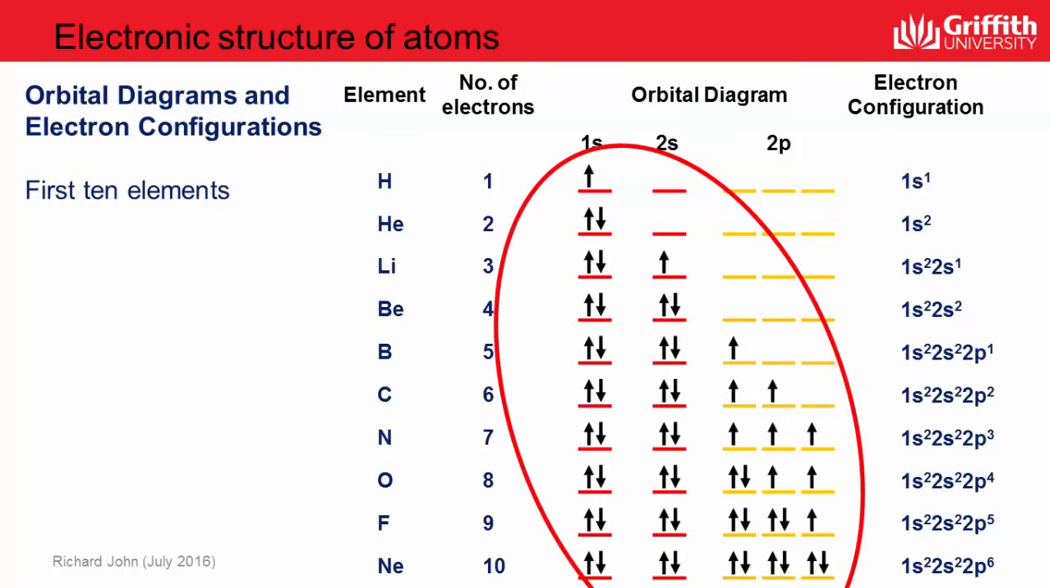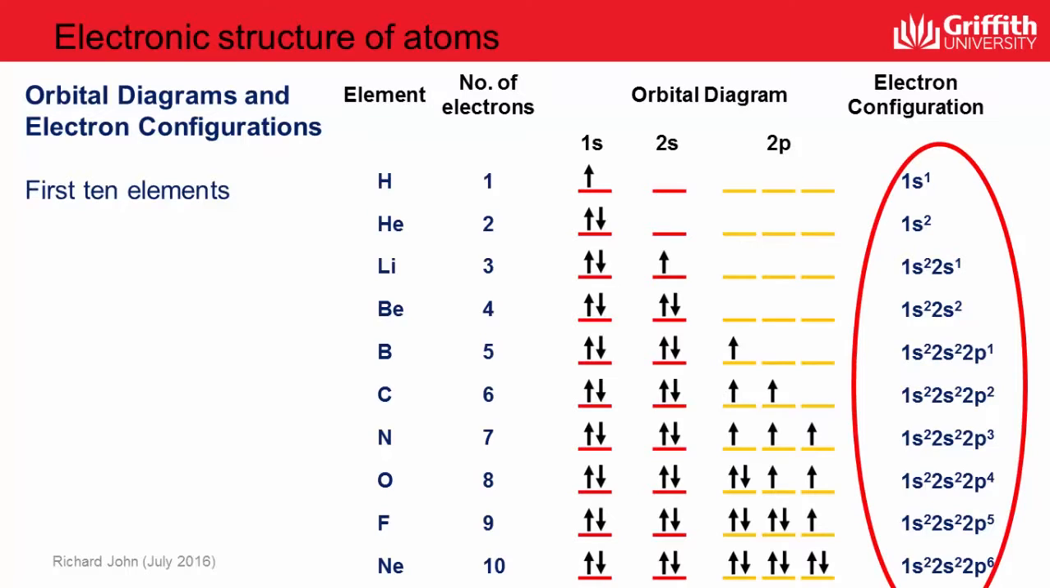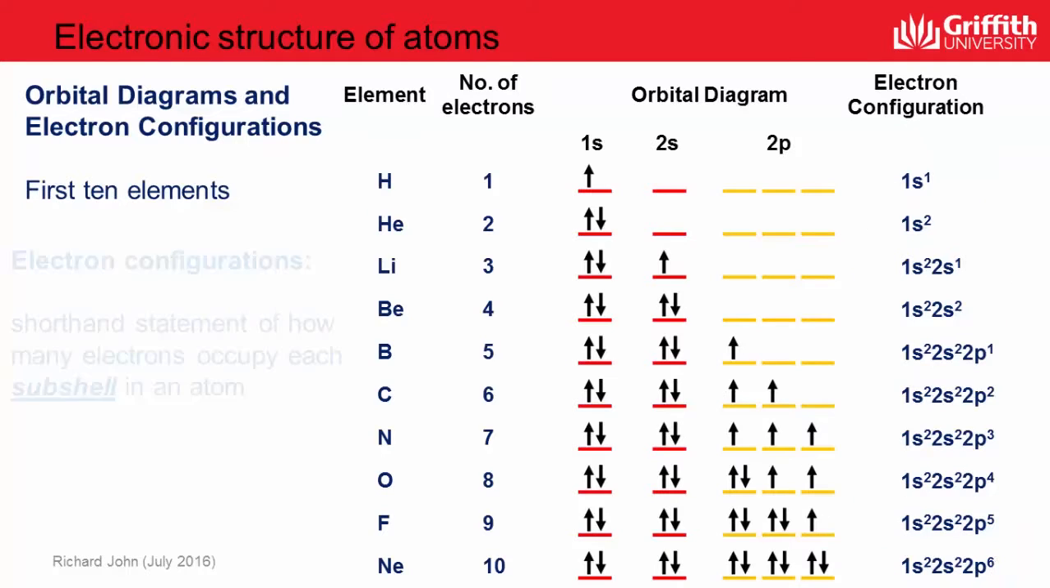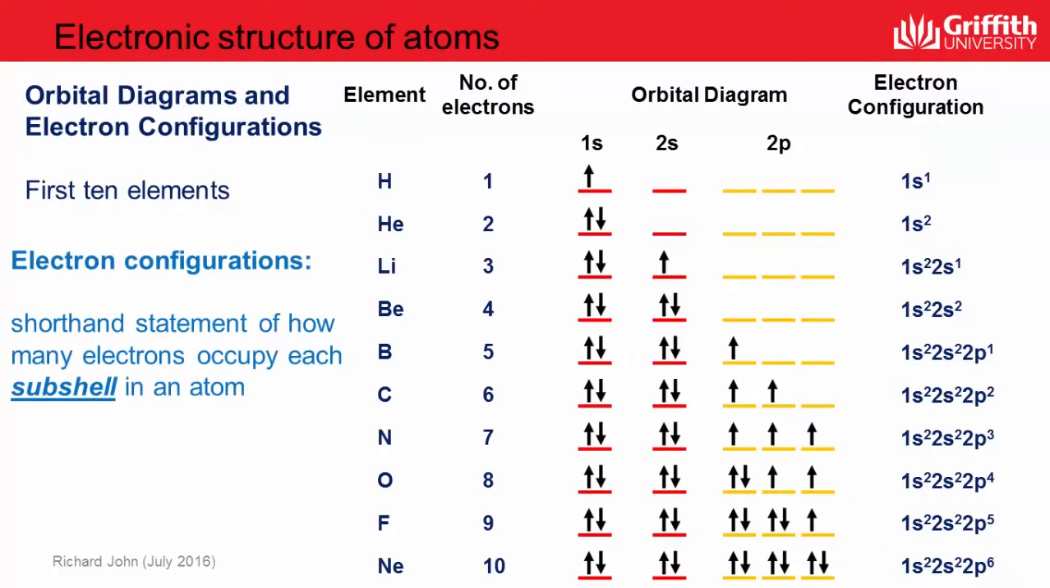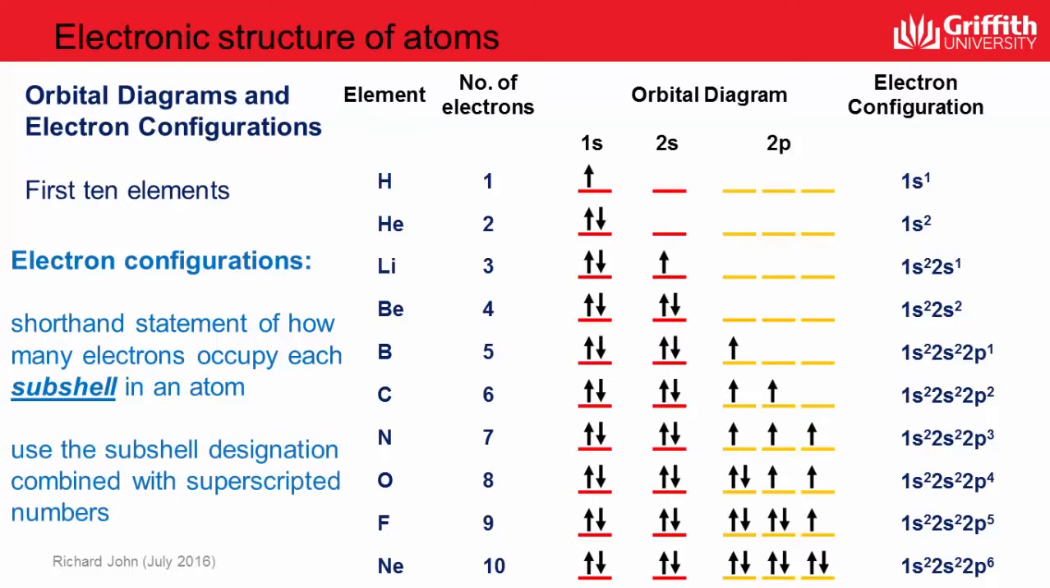What you can also see here is how the number of electrons build up in a very well-defined distribution or configuration between the available orbitals, subshells and shells. The other important information on this screen is the list of electron configurations for each element, and the electron configuration is a shorthand statement of how many electrons occupy each subshell in an atom, and it's a shorthand way of representing the orbital diagram. Now, electron configurations use the subshell designation combined with superscripted numbers.